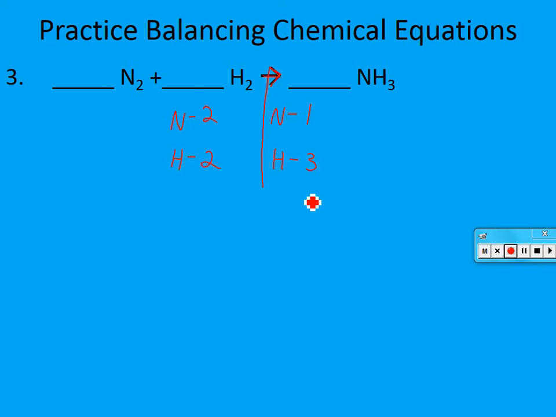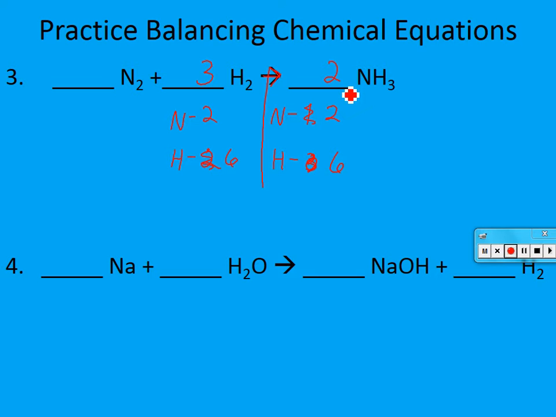How do I fix the nitrogens? Yeah, I need a 2 right here. The only way to get that is to put a 2 right here. That gives me 2, but how many hydrogens do I have now? 6. So always update if it changes all of them, so you have to update it to 6. Okay, how do I get 6 hydrogens on the left side? 3. I have to put a 3 as a coefficient in front of the hydrogen. That gives me 6. Can I reduce 1, 3, 2? No. Nope, so we're done.